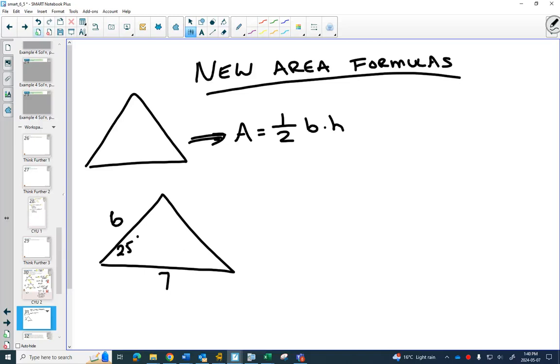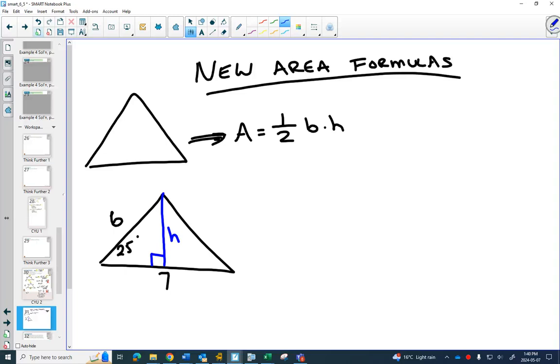And what's the problem if you wanted to find the area? You don't know the height. So if you wanted to find the area of this triangle, you would first have to draw a straight line down and find the height. Drawing a straight line down makes a 90-degree angle, so you are allowed to use SOHCAHTOA.